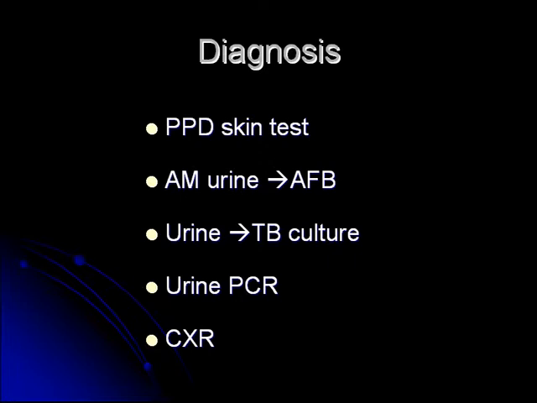All patients who you're screening for GU-TB should also do a chest X-ray, because depending on where the site of infection is in the genitourinary tract, there's a good chance that they will also have active disease in their lungs.